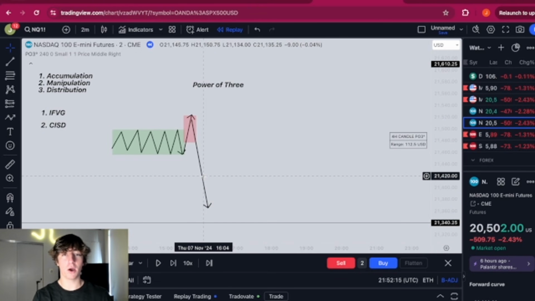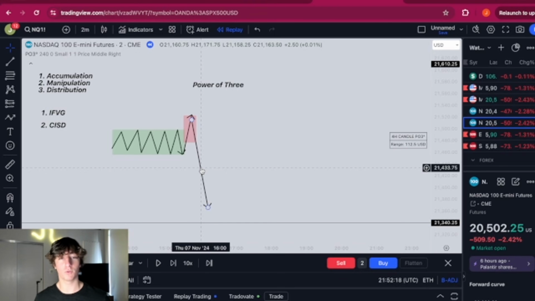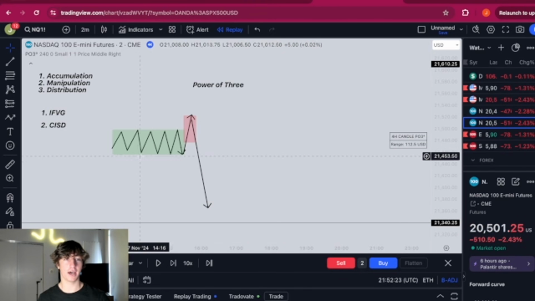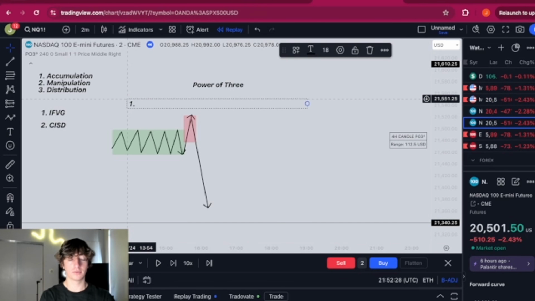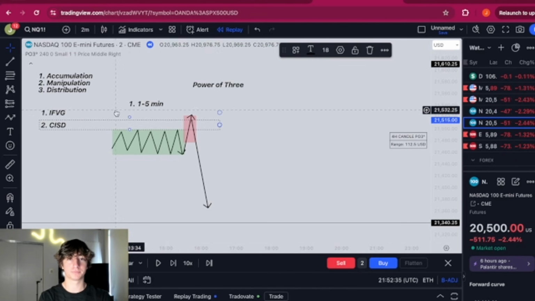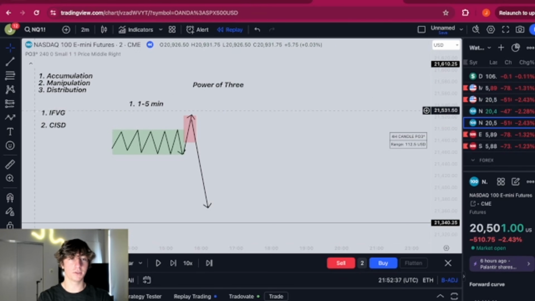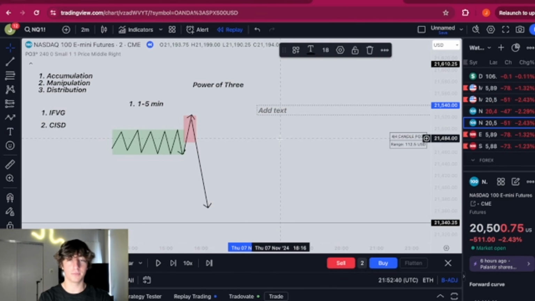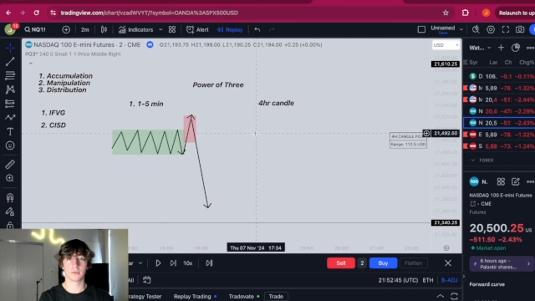So with the power of 3 strategy, we actually want to pair a power of 3 with a specific candle on the higher time frame. So for example, let's say what time frame is this power of 3? Let's say it's on the 1 to the 5 minute time frame. We're going to find that PO3 on the 1 to the 5 minute time frame with a 4-hour candle. Okay? Now let me get this 4-hour candle going right here.